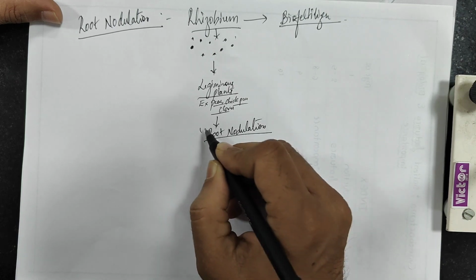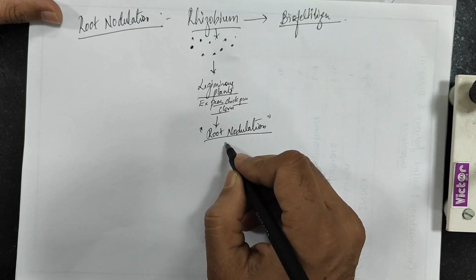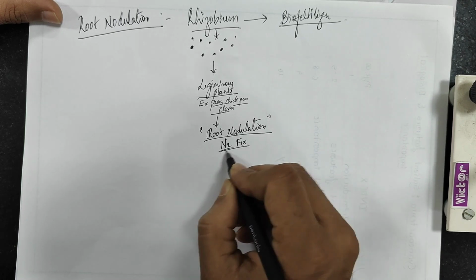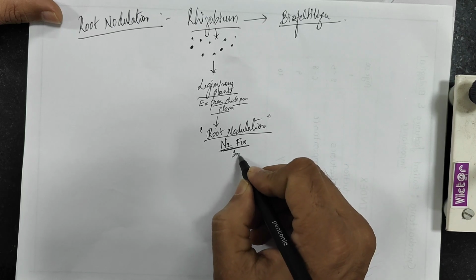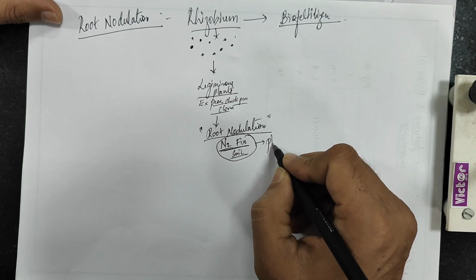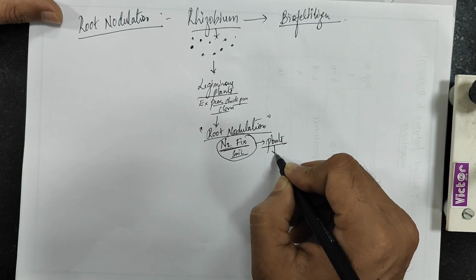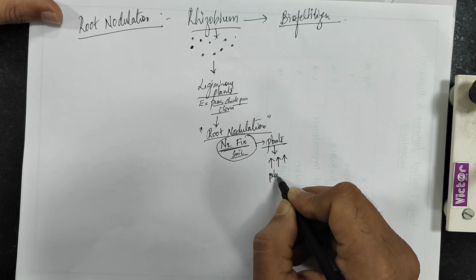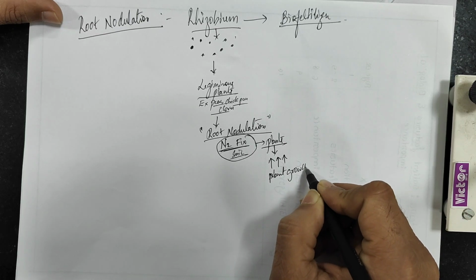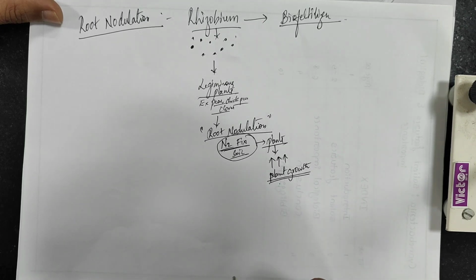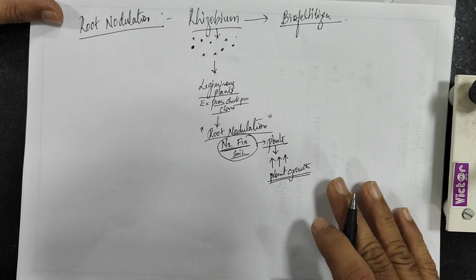This is a specialized condition in order to fix the nitrogen in the soil. This fixes the nitrogen so that it can be available to the plants and it increases the plant growth. Ultimately, it enhances the plant growth. So let us see how this root nodulation and nitrogen fixation happens.